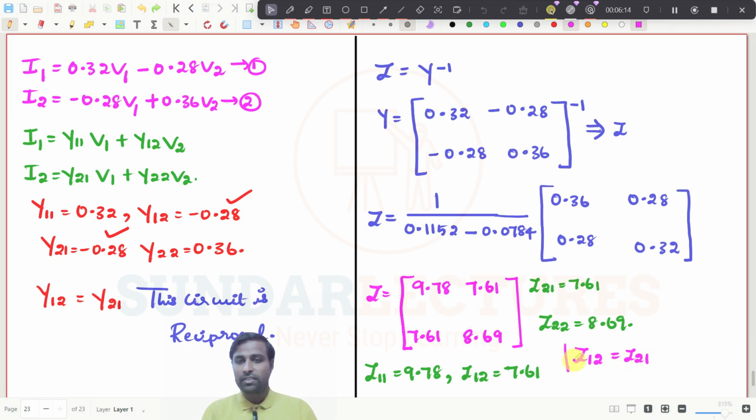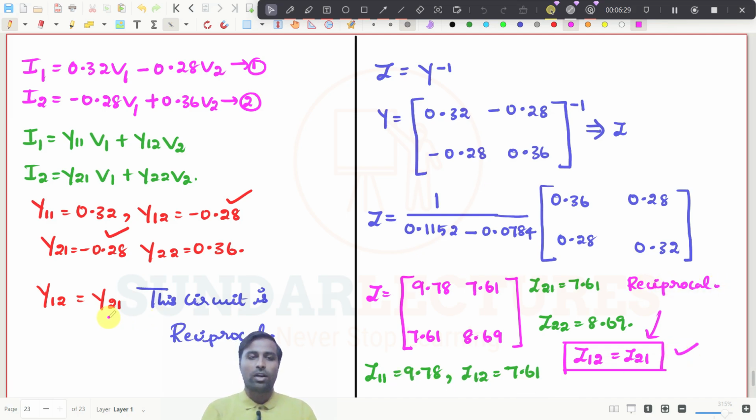We have seen these kinds of things already. See, you try to understand. I was not asked those kinds of things in the question. So this is satisfied here. So again, this circuit is reciprocal. Hence it is proved in both the cases: Z12 and Z21 are equal, and Y12 and Y21 are equal, right?